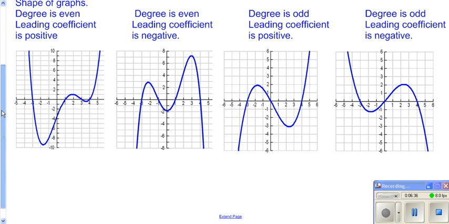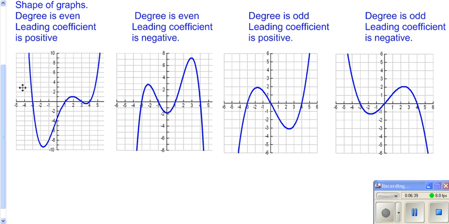Here on this first one, we have 4 main types of graphs that we'll end up dealing with. The first 2 are even degree polynomials. Even degree polynomials, as you go far to the right and left, either go up on both sides, or they go down on both sides, one or the other. If it goes down on both sides, your leading coefficient's negative. If its leading coefficient's positive, you go up on both sides.